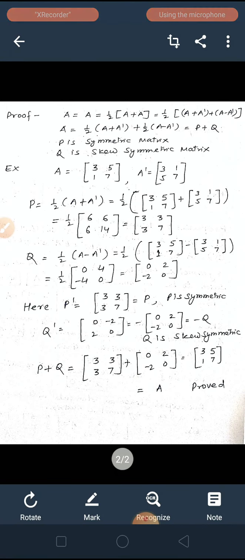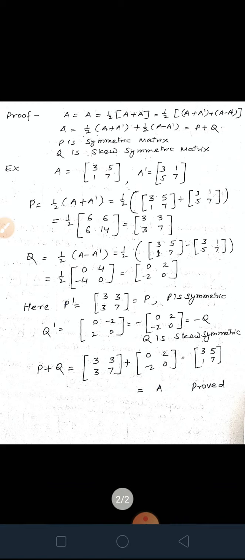Here we have taken an example. A is equal to [3, 1; 5, 7] and its transpose will be [3, 5; 1, 7]. Now find P, which is 1 by 2 (A plus A dash), and after solving P has become [3, 3; 3, 7]. And find Q using the formula 1 by 2 (A minus A dash). After solving we got [0, minus 2; 2, 0].